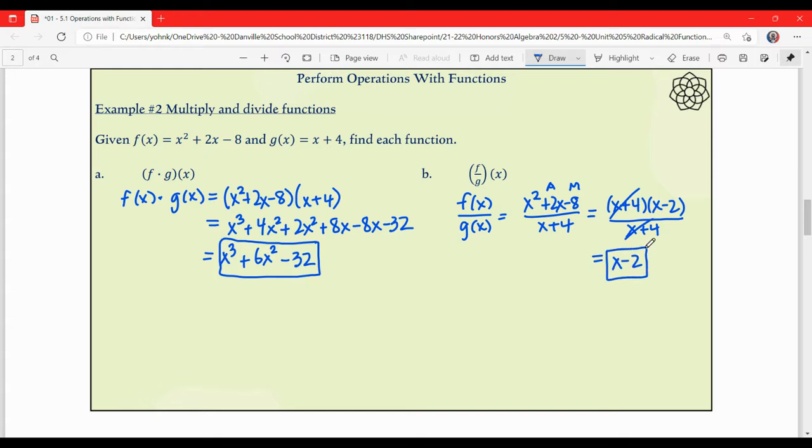The only thing I have to be careful of is I need to make sure that I say that my x cannot be negative 4. If my x were negative 4, it would make this denominator equal to 0, which would make my whole problem burst into flames. Now, if you don't like factoring, you can always long divide. You can always use synthetic division in order to simplify that quantity.